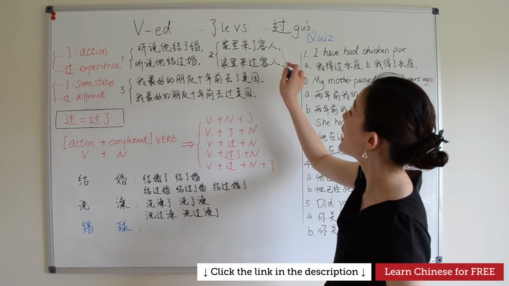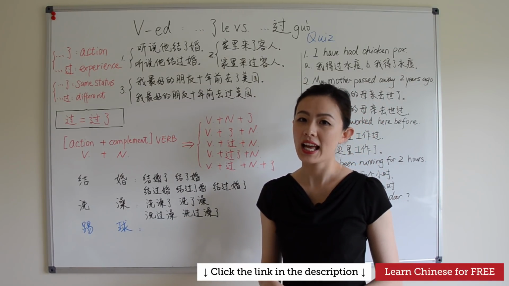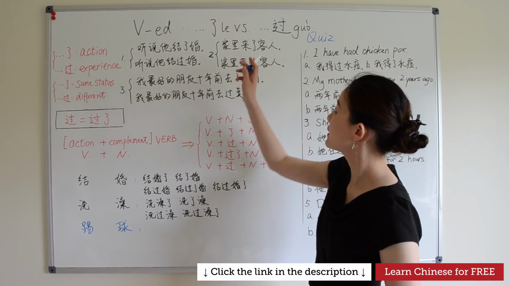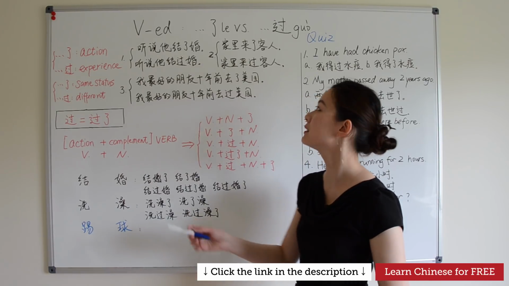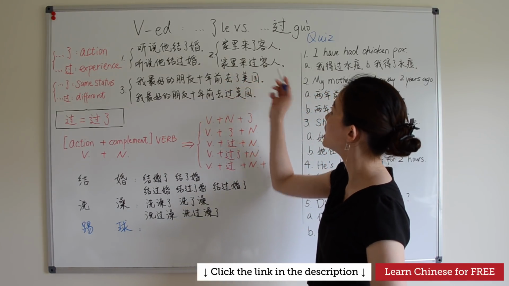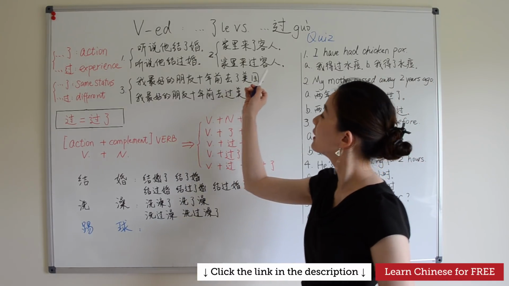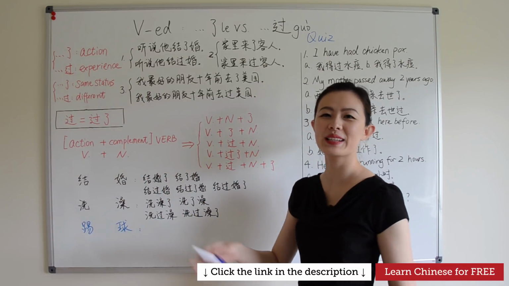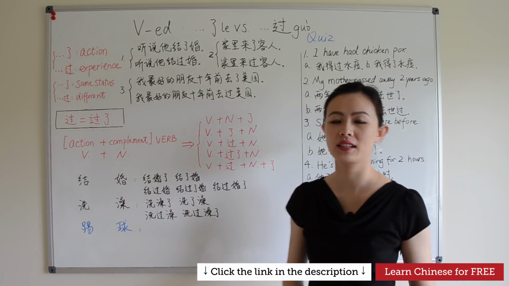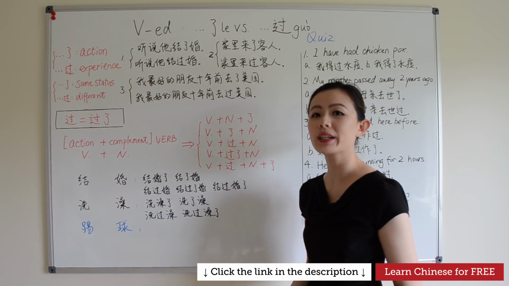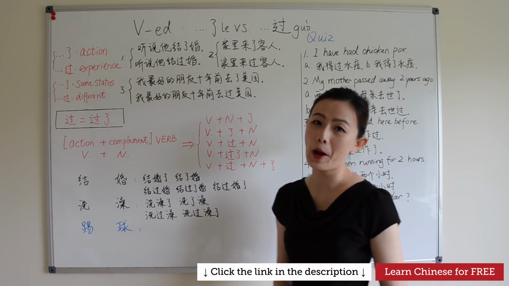The first one actually means we have some guests, our house has some guests now. The guests came and they're still here. That's what the sentence really means. And 家里来过客人. 来过 here means it's the experience, something that happened in the past, and the status is different now. So we had some guests, our place had some visitors, and they're not here now.